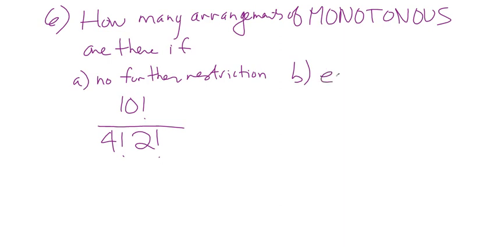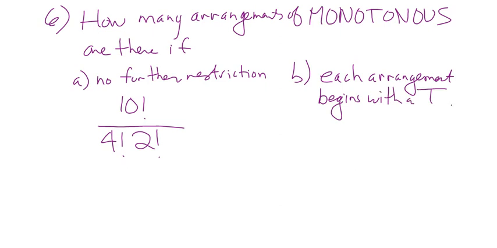Each arrangement begins with a T. So, it begins with a T, then what is it? 9 factorial over. Okay, so you just throw out the T, right? T's gone. Left with 9 letters, 4 of which are O's, 2 of which are N's, 4 factorial, 2 factorial.